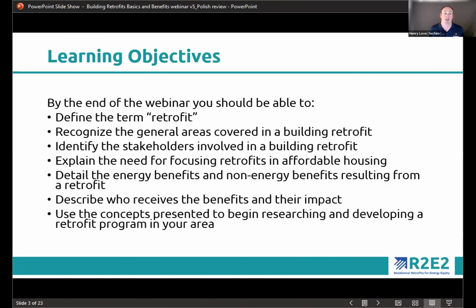So the learning objectives of this presentation: by the end of this webinar, you should be able to define the term retrofit, recognize the general areas covered in a building retrofit, identify the stakeholders involved, explain the need for focusing retrofits in affordable housing, detail the energy benefits and non-energy benefits resulting from a retrofit, describe who receives the benefits and their impact, and use the concepts presented to begin researching and developing a retrofit program in your area.